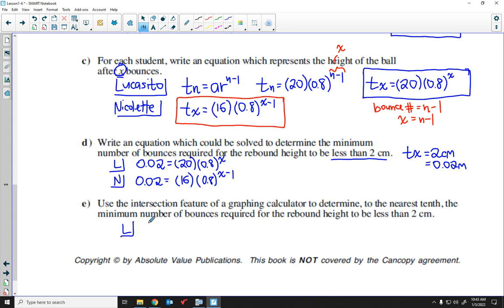So for Lucacito's equation, I'm going to plot y1 is equal to 0.02 in my calculator. So I'll plot the left-hand side of the equation. And then y2, I'll plot the right-hand side of the equation. So it's going to be the 20, and then the 0.8x. And then we're going to use the intersect feature. Okay, so let's go to the calculator now and actually plot this.